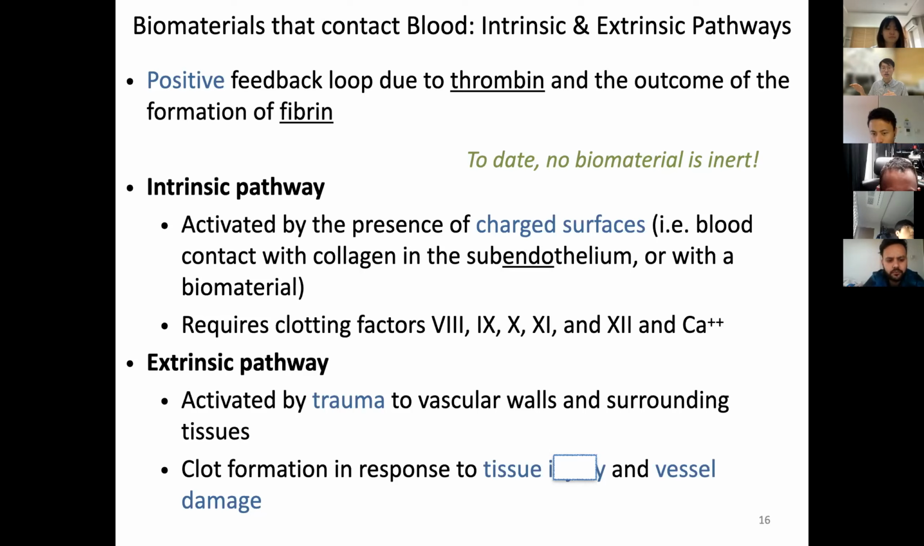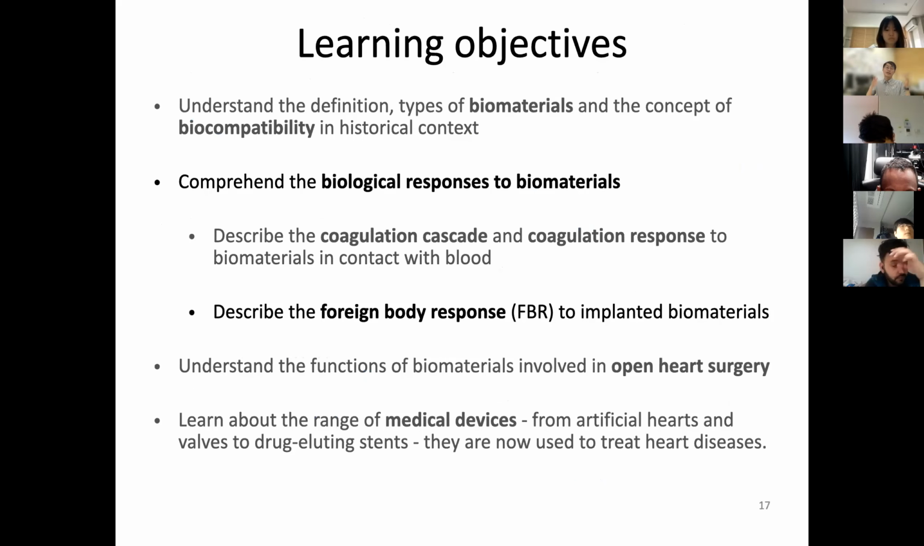And what about the extrinsic pathway? Extrinsic really is caused by external trauma to vascular walls and surrounding tissues. And then clot formation occurs in response to tissue and vessel damage. Injury. Yes, exactly. So that's an external cause.